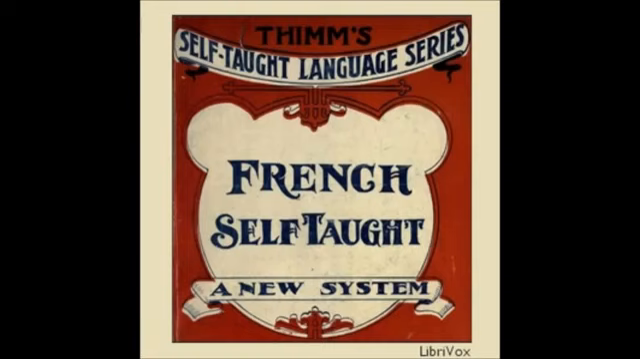Future anterior. I shall have received. J'aurai reçu. Tu auras reçu. Il aura reçu. Nous aurons reçu. Vous aurez reçu. Ils auront reçu.